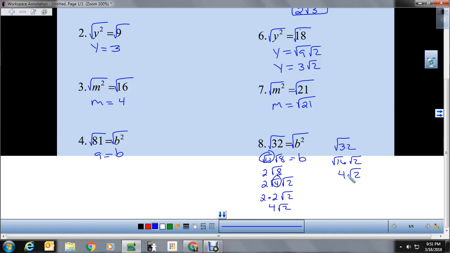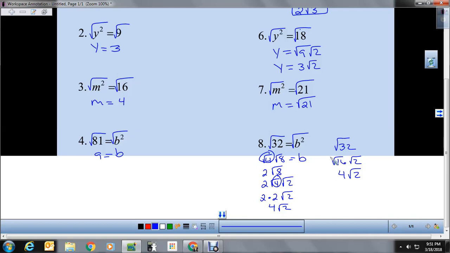A much simpler process, and it's just like simplifying fractions. If you take the largest common factor first when you're simplifying a fraction, you simplify it down much quicker. Same thing with radicals.